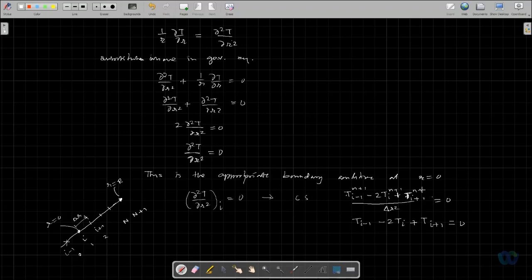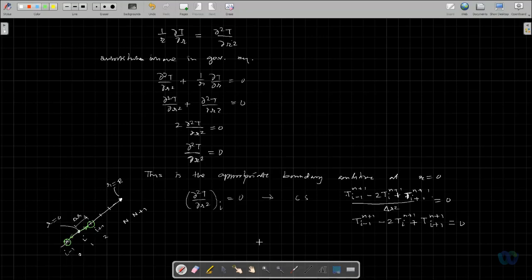Boundary conditions are always at n plus 1. Now, the value at i minus 1, at this point and at this point, should be the same, isn't it? Because whatever the variation is in this direction, that should also be the same in this direction, because there is theta symmetry. In theta direction, there is no change. So if you go right or if you go left, the values will be the same.